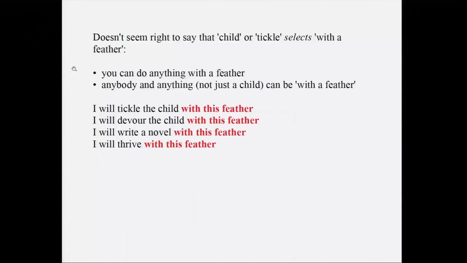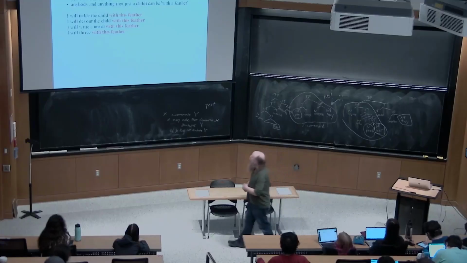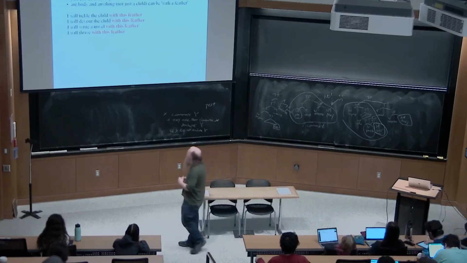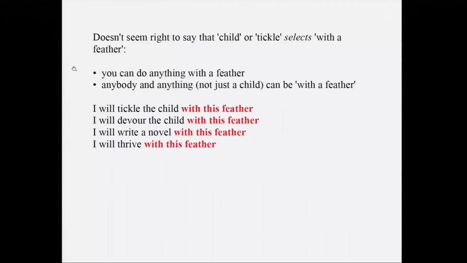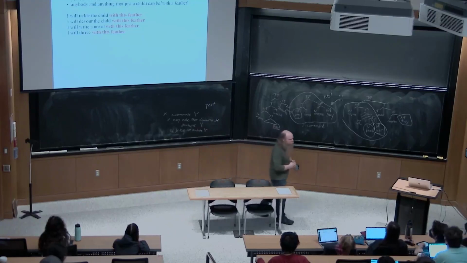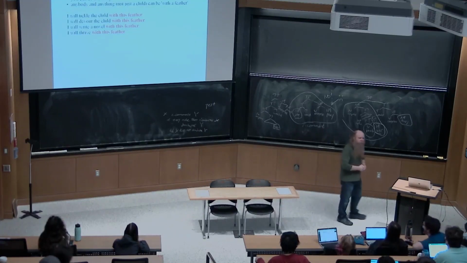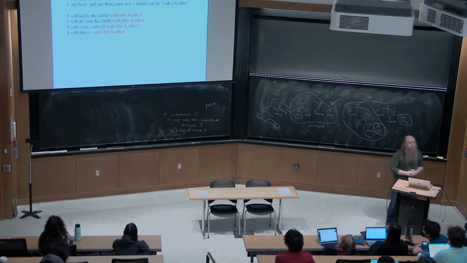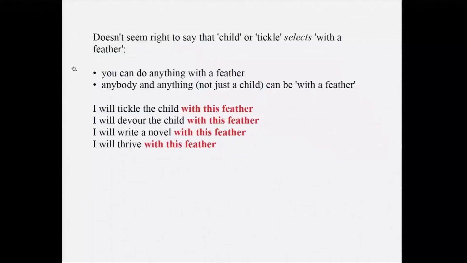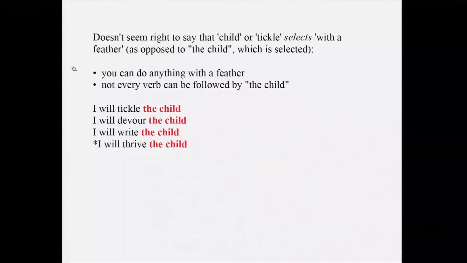And there, yeah. So I will tickle the child with a feather. I will devour the child with the feather. I will write a novel with the feather. I will thrive with the feather. You can do anything with a feather. Yeah? Some of these things are more or less plausible than others, but they're all grammatical. Yeah, does that sound right? I don't know why I used devour.